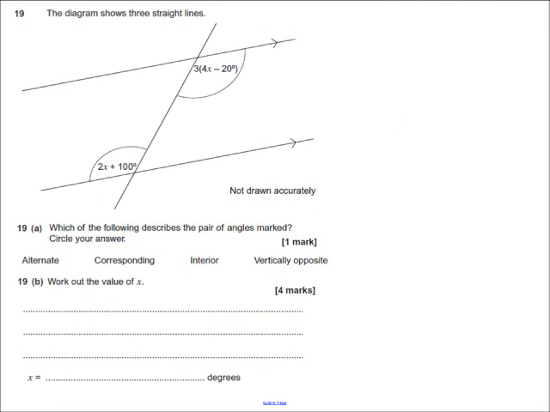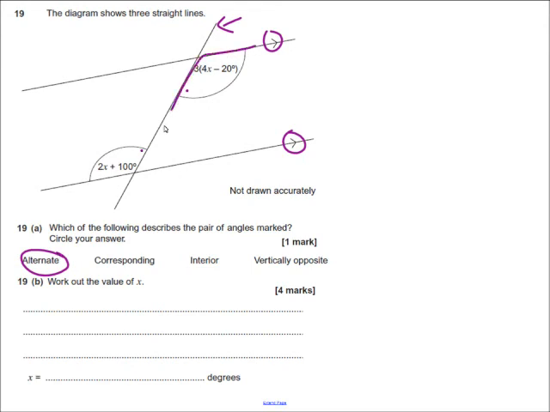Question 19. The diagram shows 3 straight lines, but they're not just 3 straight lines. Because of these annotations, 2 of the lines are parallel, and the third line that we have here is what we call a transversal. It's cutting across 2 parallel lines, and it throws up some rules. So question 19a is asking us which of the following describes the angles marked. So with our transversal, one is on one side of the transversal and the other is on the other side of the transversal, and they're what we call alternate angles. They're on the alternate sides of the transversal.